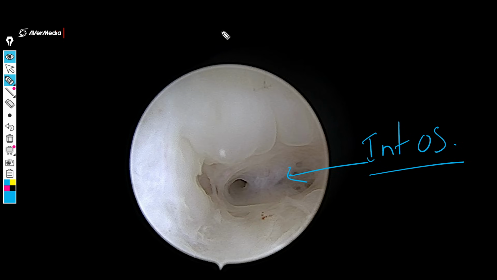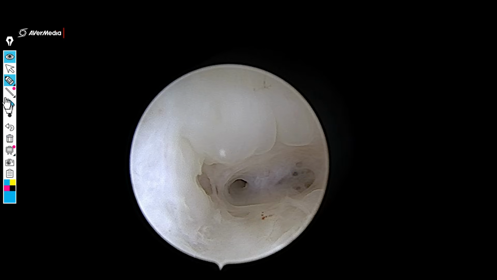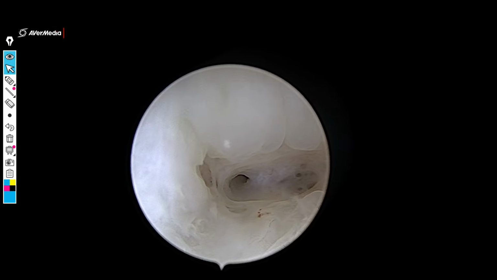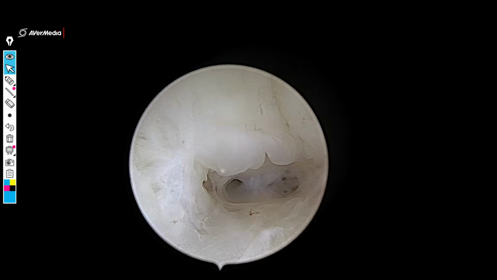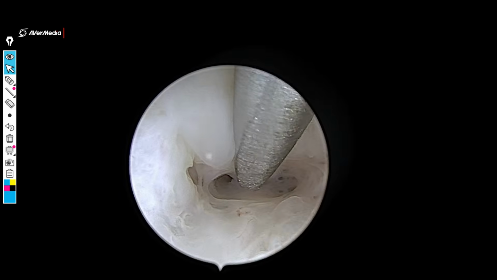So usually we grade synechiae between grade 1 to grade 4. And whenever there are synechiae right up to the internal os, this becomes a case of severe Asherman syndrome, where almost the entire cavity is going to be obliterated. So, how does one proceed with this surgery? Actually, you can see that we have been able to make out the internal os at least, which is good.